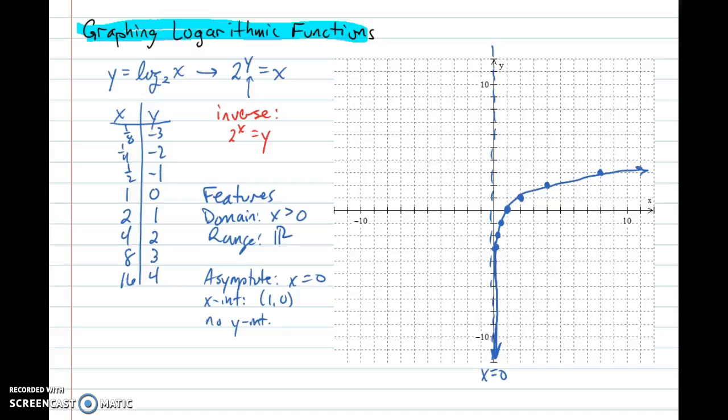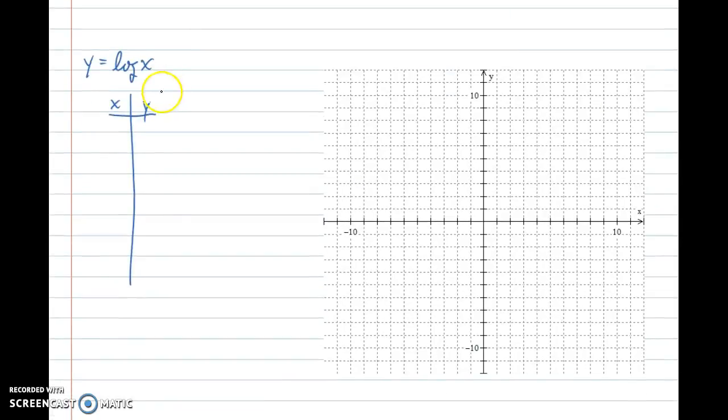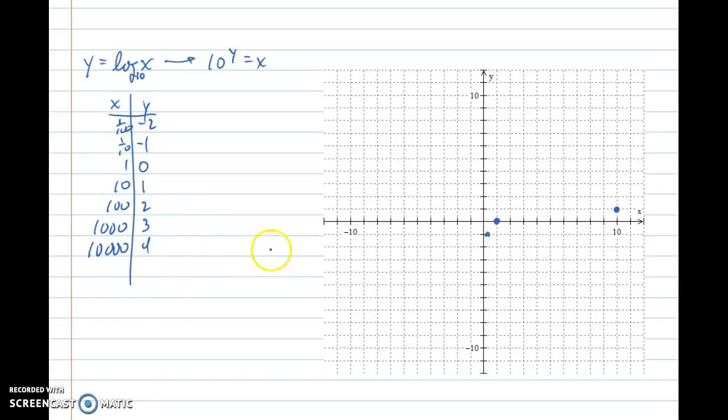I'd like you to try one now. So here's one to give a shot. y equals log of x. And remember, if there's no base written in the logarithm, we understand that it's base 10. So what I'd like you to do is try making a table of values and graphing the ordered pairs for y equals log base 10 of x. Pause the video and do that. I'll wait for you.